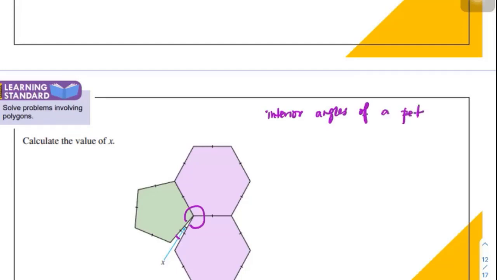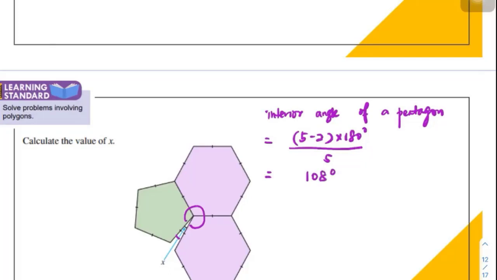Teacher, can I answer? No, you insert the line first. This is Tiva, right? Okay, come. Then 5 minus 2, times 180, over 5. So n is 5, right? Minus 2, times 180, divided by 5. So it's equal to 108, right? Yes. So the interior angle of a hexagon.